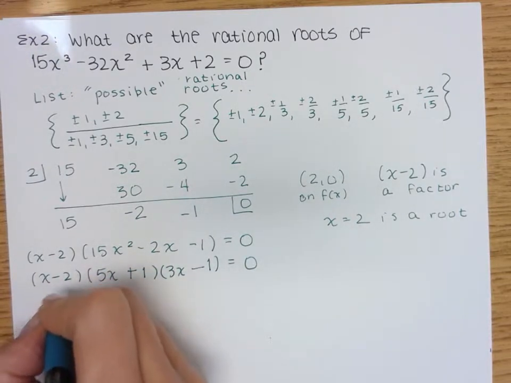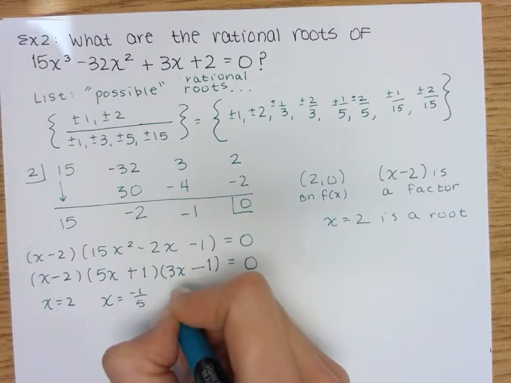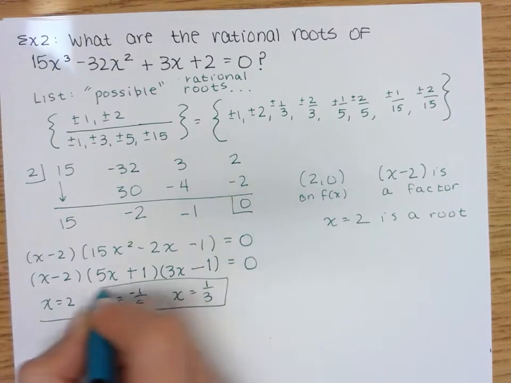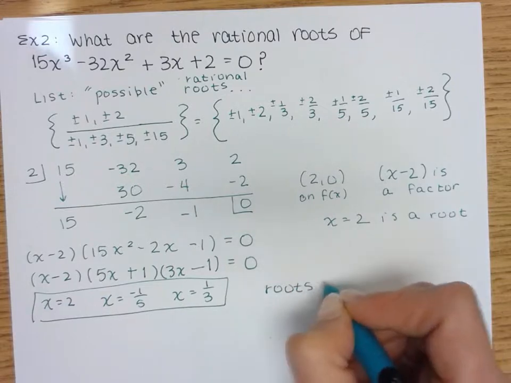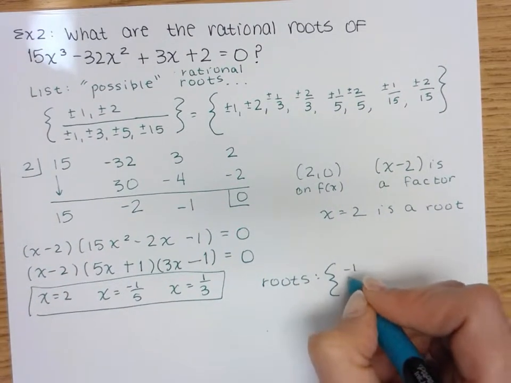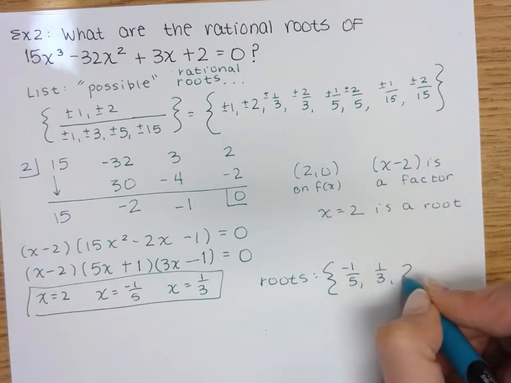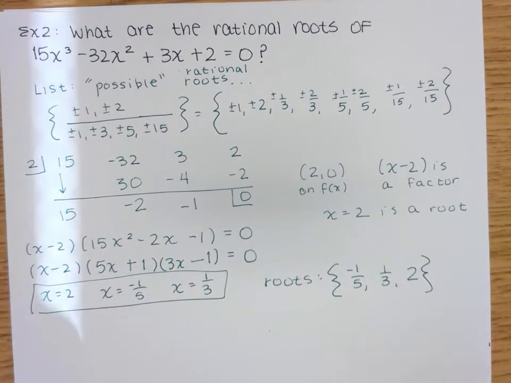So what are my answers? X is 2. X is negative 1/5. X is 1/3. I have 3 solutions or roots. You could also write it out like this. You could write it in set notation, so fancy little bracket. We could list them. So maybe I'll go from least to greatest: negative 1/5, 1/3, and 2. So I could write my answer like that, whatever way we want to look at it.